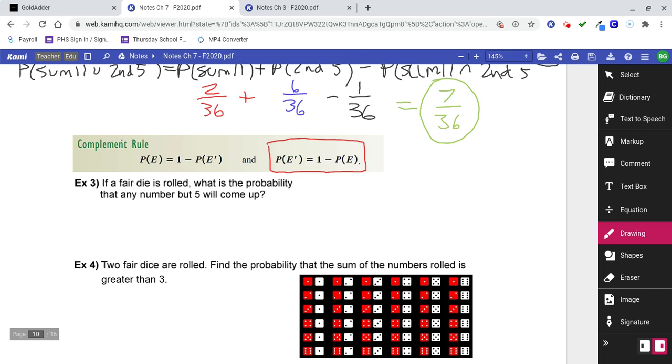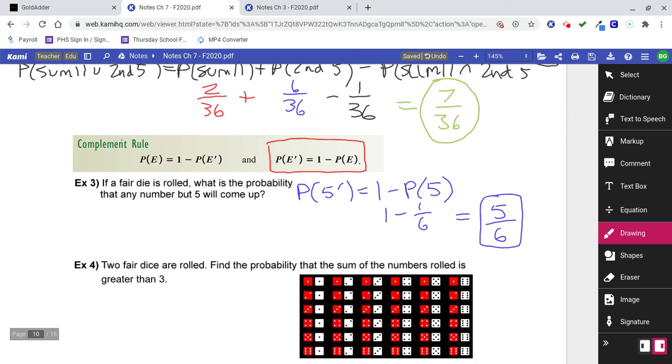So if a fair die is rolled, what's the probability that any number but 5 will come up? We could write it like this, probability of not 5. And you can probably do that one in your head. It's so easy. But it would be 1 minus the probability of rolling a 5. Now, I know you can do that in your head, but the probability of rolling a 5 on a fair 6-sided die is 1/6. So 1 minus 1/6 is 5/6. And that should make perfect sense to you because you know there are 5 outcomes that are not a 5.